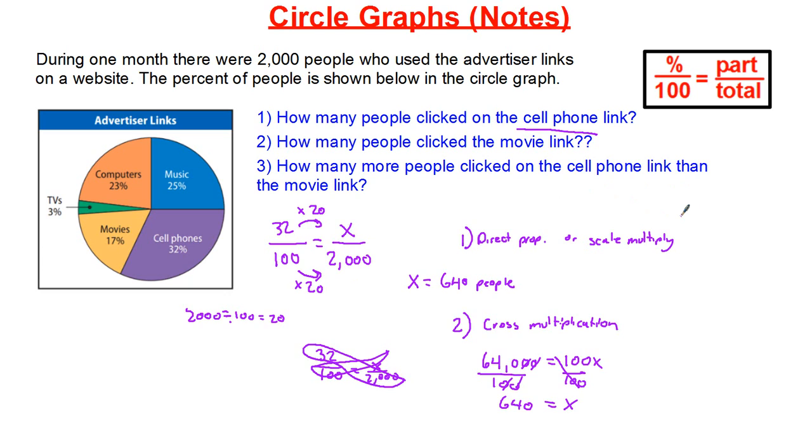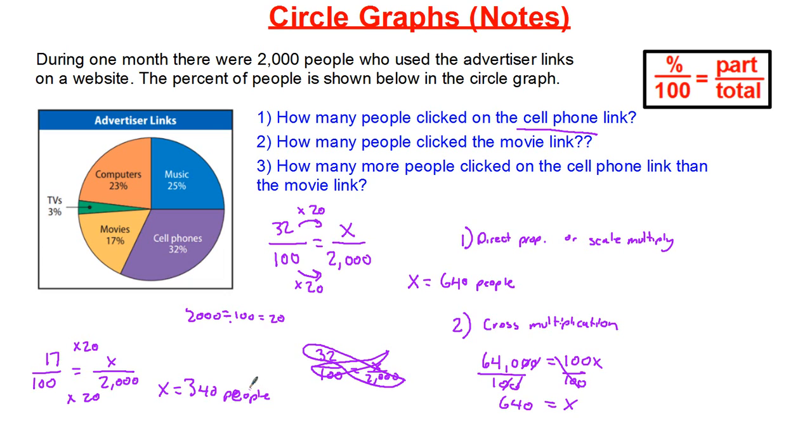How many people clicked on the movie link? So let's just go ahead and, once again, we already know our scale factor. So at this point, these problems are a little bit easier. So we have 100, and then we have our movie link. Our movie link is 17. We already know we're going to have to multiply by 20. So 17 times 20 is going to give me my x value. 17 multiplied by 20 will give me 340 people.